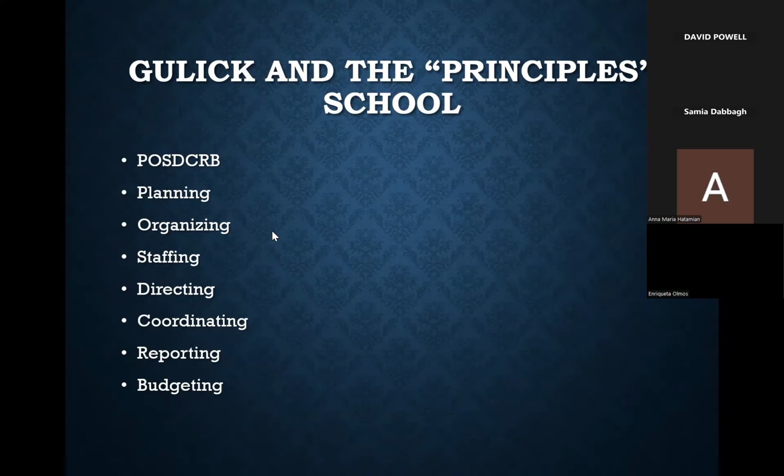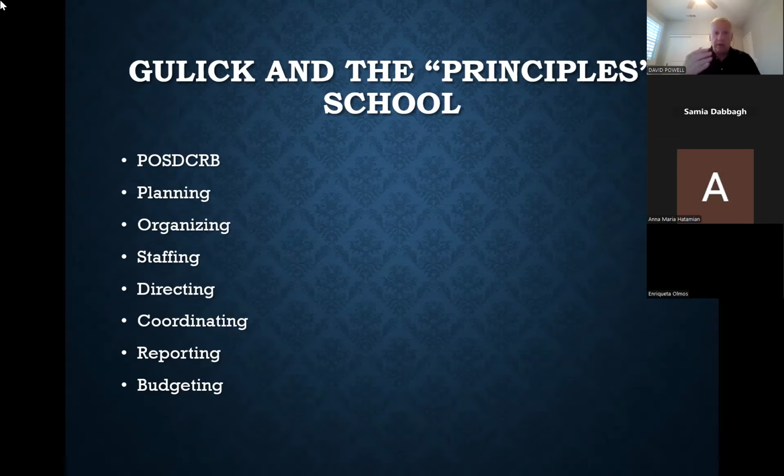These principles are what Graham Allison referred to in his article as generic management. So these are the generic management functions that are shared by private as well as public organizations. And the school then came to be known as the POSDCORB school, standing for planning, organizing, staffing, directing, coordinating, reporting, and budgeting. These functions, these principles are done by all managers, regardless of what sector they are working in.